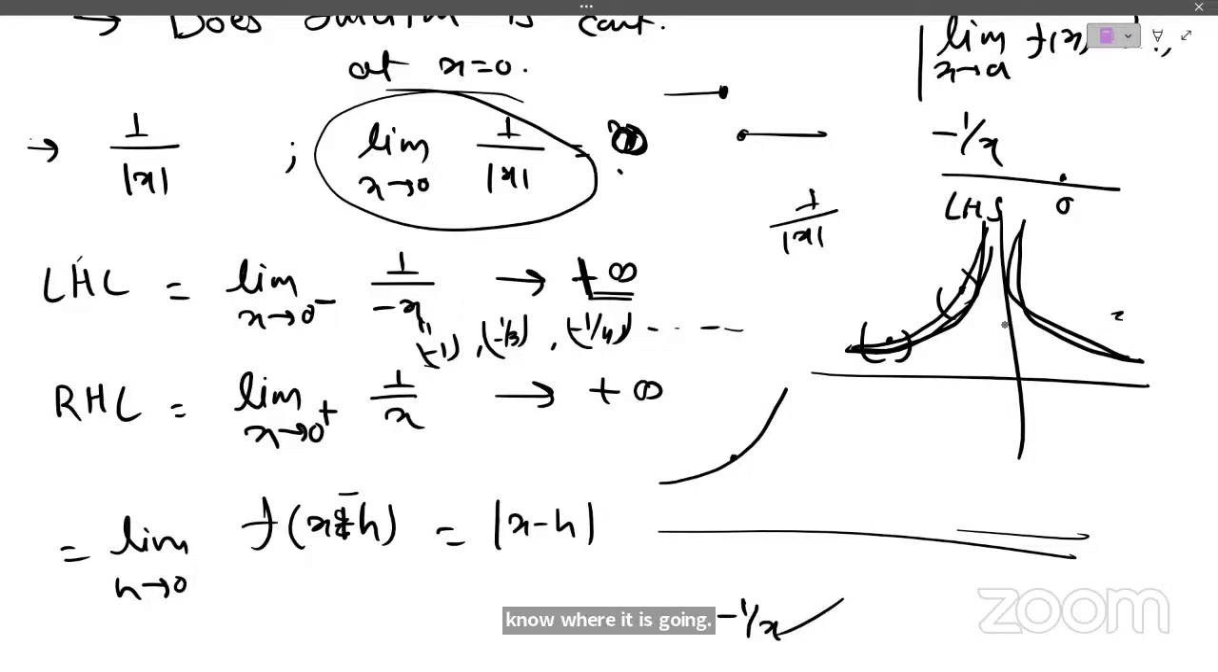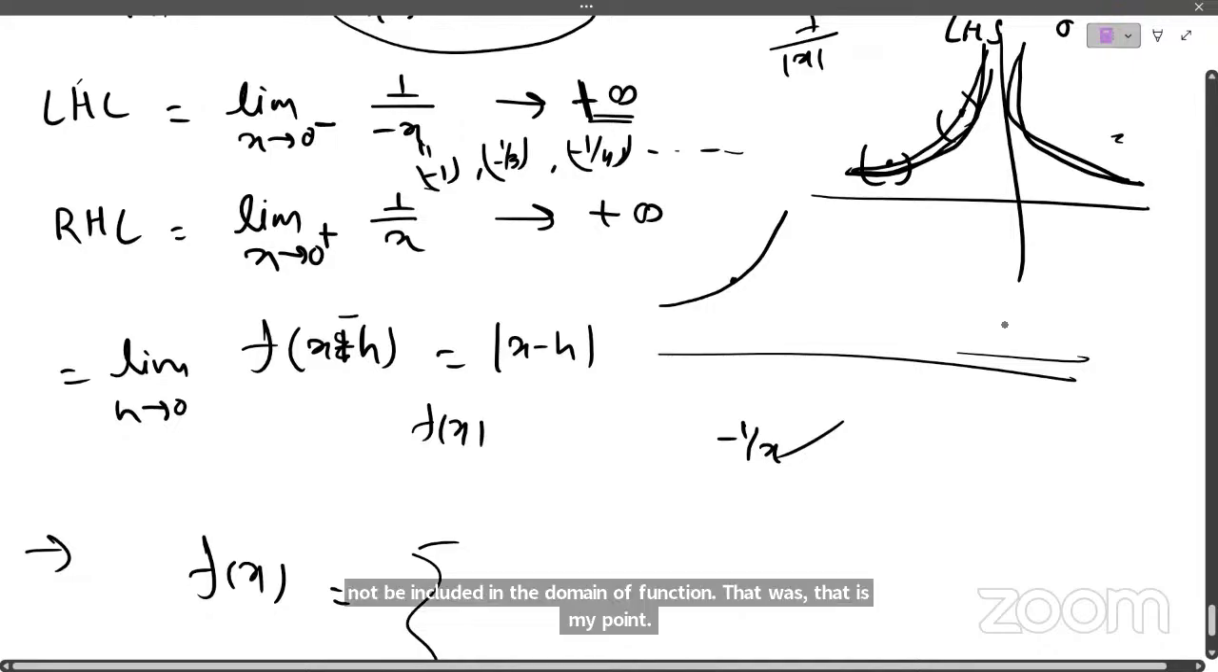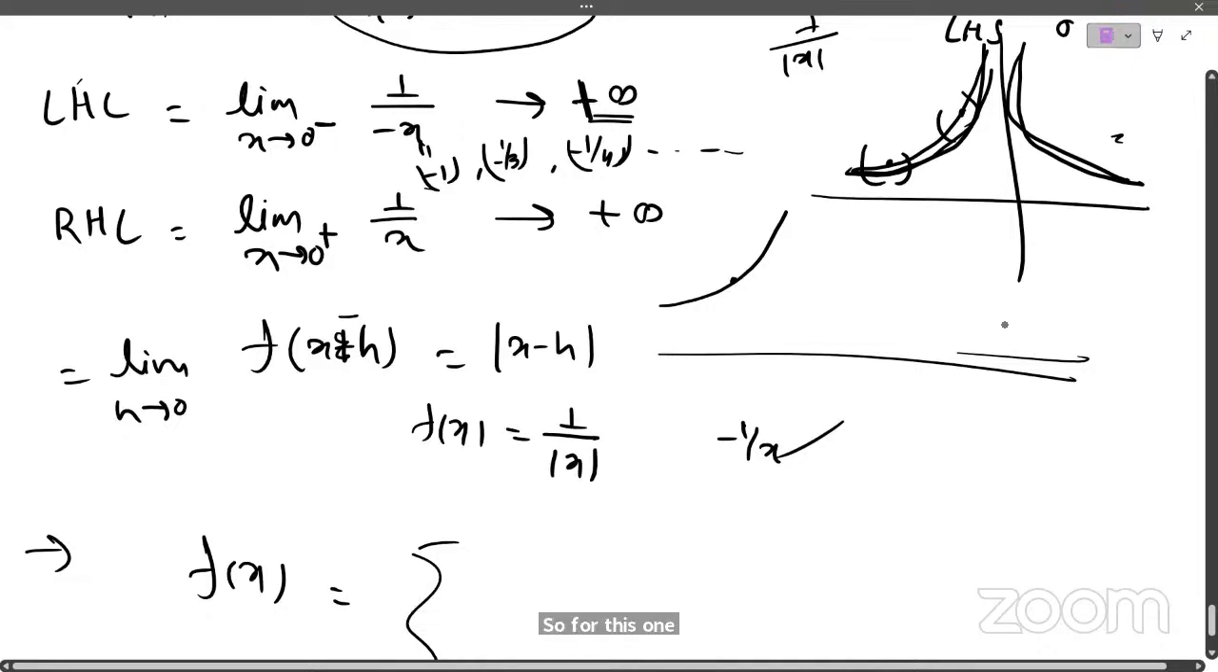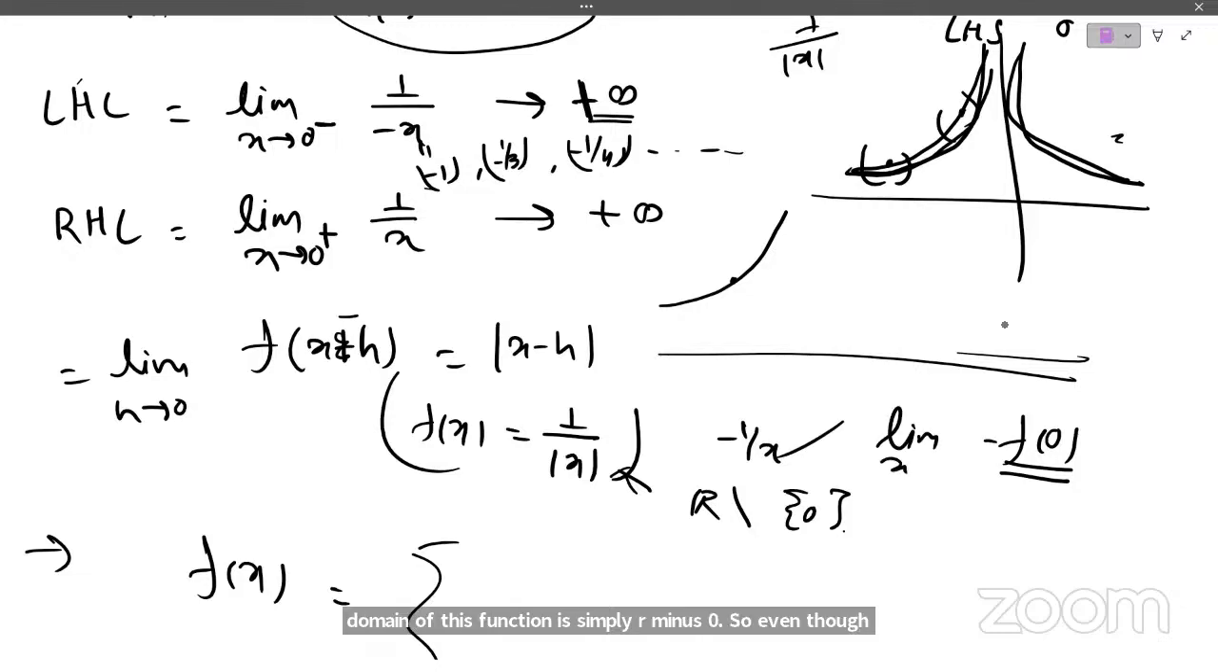I mean, 0 will not be included in the domain of the function. That is my point. We are excluding 0 from the domain itself. The domain of this function is simply R minus 0. So we cannot talk about continuity at points where the function is not itself defined, because then we would have to compare the limit as x goes to 0 with f of 0, right?